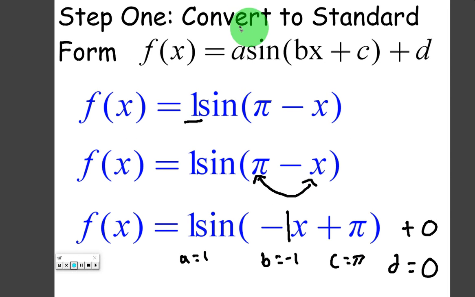Step 1 is to convert to standard form. So we want to have it of the form a times sine of bx plus c plus d. First of all, we want to put a 1 in front of the sine to represent a. Next, we want to flip the pi and the negative x, and then put a 1 in front of x to make it negative 1x. The x should always come first, and it should always have a b value. Then we can see that c is pi, b is negative 1, a is 1, and d is 0.